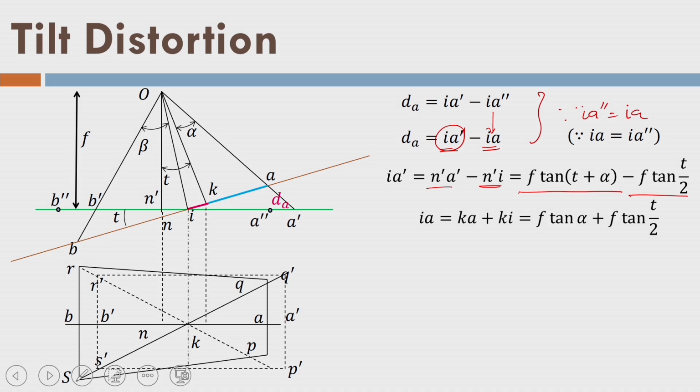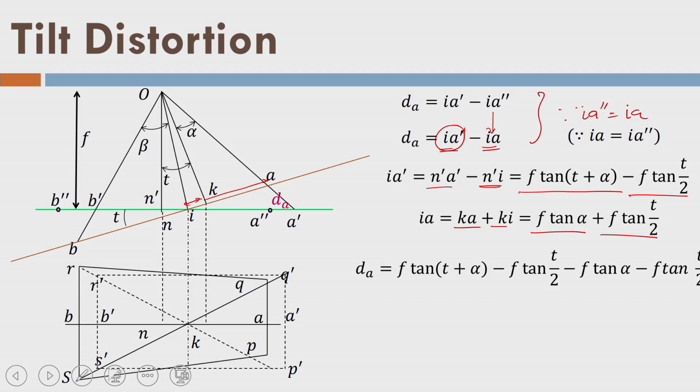So, IA is equal to Ka plus Ki, that means this is Ka and plus Ki, these two distances shown by the dark color here, and it is equal to F tangent alpha plus F tangent t by 2. So, you can use these triangles and find out. Now, I can straight away derive this term here, what is the tilt distortion for point A, which is lying below or above the tilted photograph. You can imagine, I can write this expression.